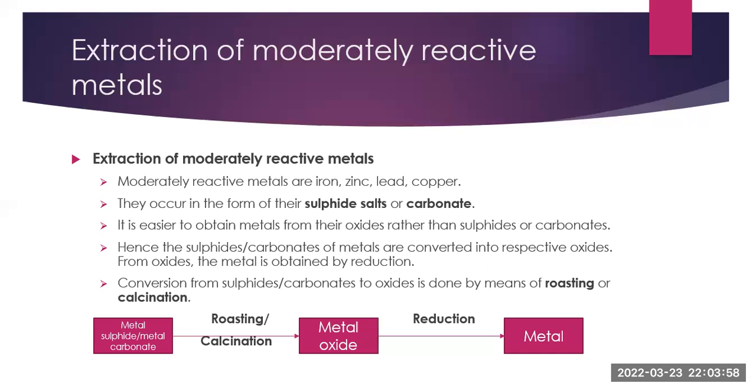Conversion from sulfides or carbonates to oxides is done by means of roasting or calcination. The block diagram shows us that we start with metal sulfide or metal carbonate. Either roasting or calcination is carried out, thereby obtaining metal oxide. Once metal oxide is obtained, reduction process is carried out, and in the end, we obtain the metal.